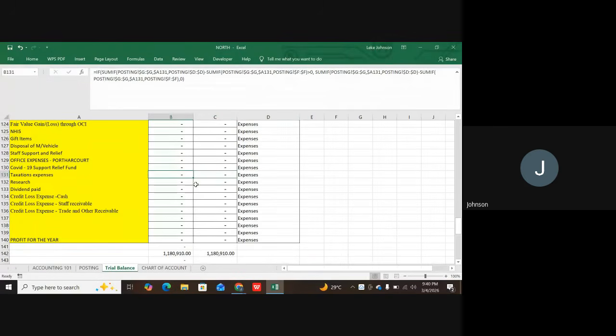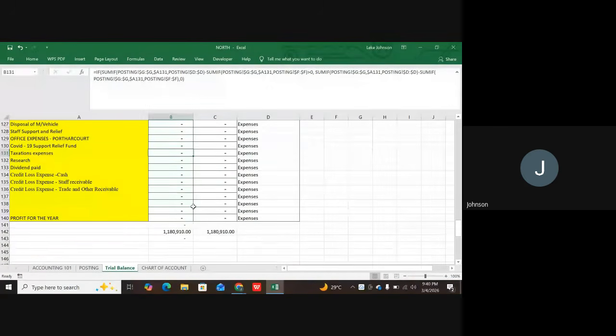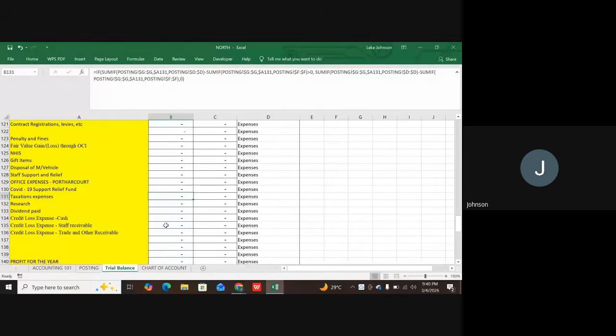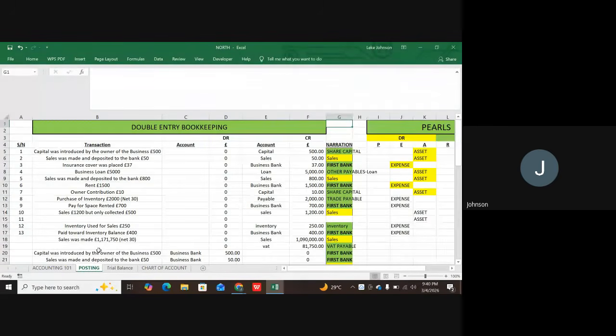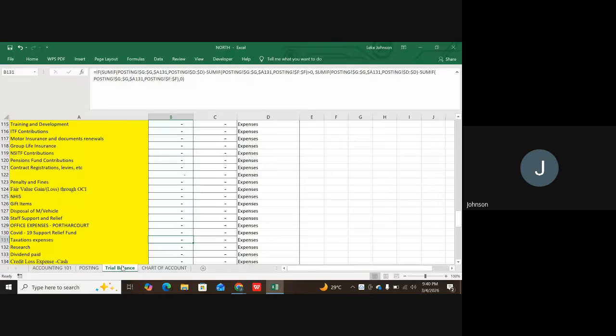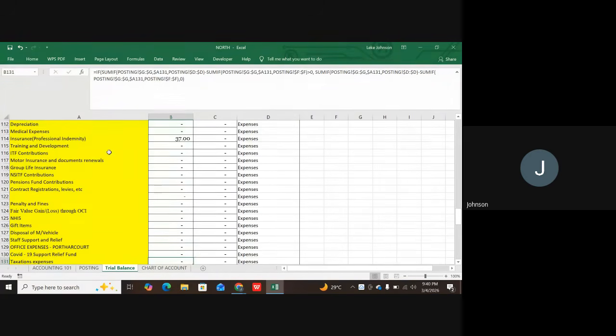So that is that. We've actually learned a lot in this Excel class. We've learned pivot table, which is another thing that can also give you. Now we've learned how to do our daily postings, right? And how to link it to our trial balance. Then from our trial balance, we also learn how to link it to the main accounts. So we're going to be creating our profit and loss and every other thing. We're going to be learning all those things.